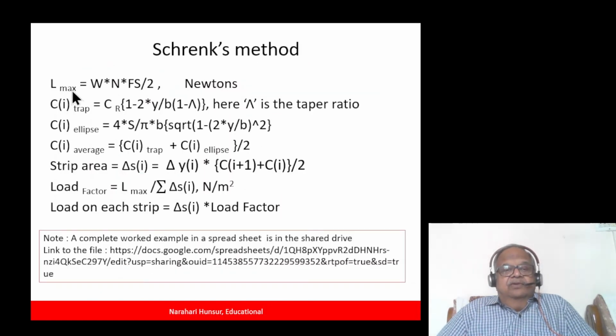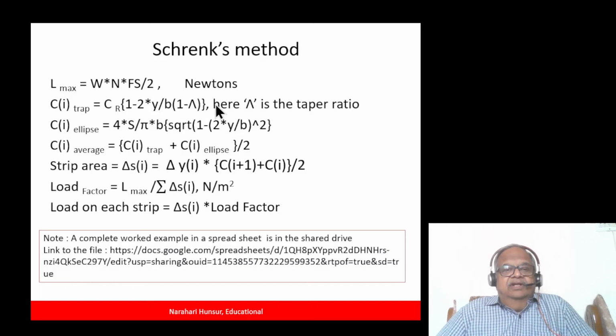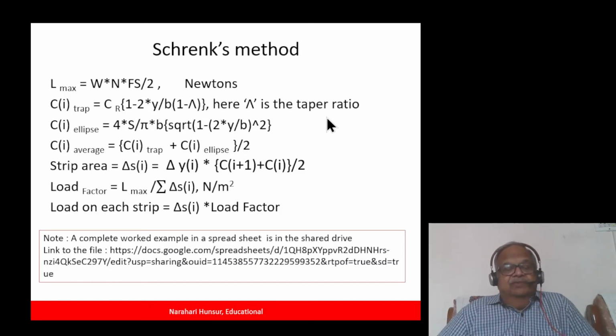Now again, let's go back to the overall maximum load, Wn into FS by 2. FS is the factor of safety. If I distribute the chord in a trapezoidal form, that is root chord into 1 minus 2y by b into 1 minus lambda, and here lambda is the taper ratio. If the taper ratio is 1, that means it's a rectangular wing, this factor goes away, CR is same as CT. And if the taper ratio is 0, then the tip chord is 0. But as I said, the taper ratio generally varies between 0.2 to 0.3 for most commercial airplanes.